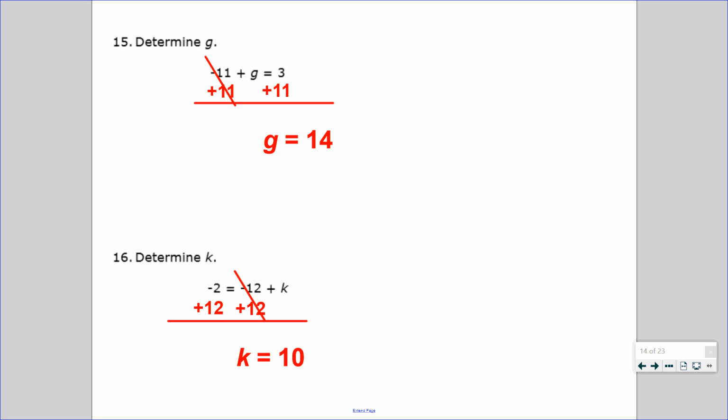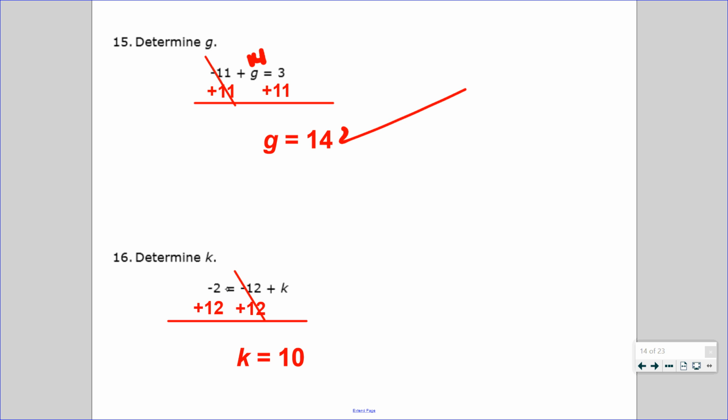And number 15 and 16 is the end. 15, 16. So here's G. What is the inverse of negative 11? Positive 11 on both sides. This cancels out. 3 plus 11 is 14. To check your work, I replace the G with 14. Negative 11 plus 14 is positive 3.